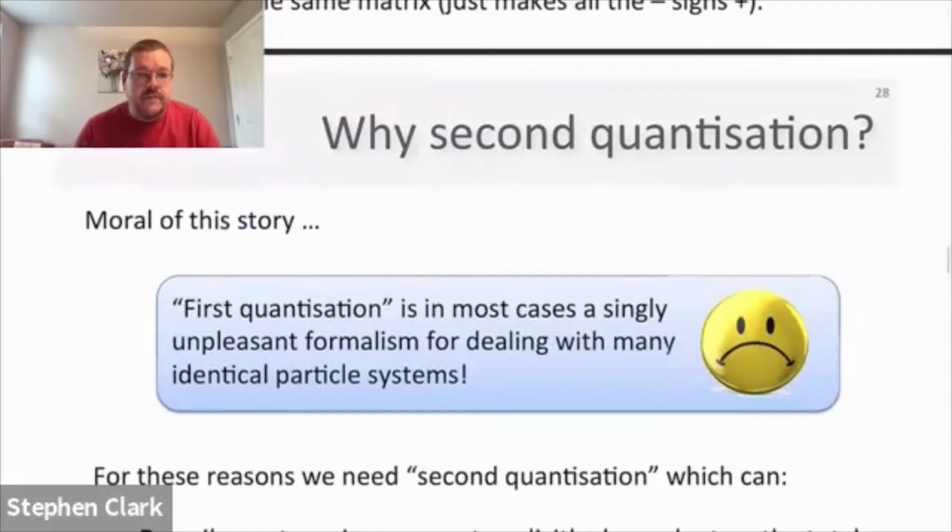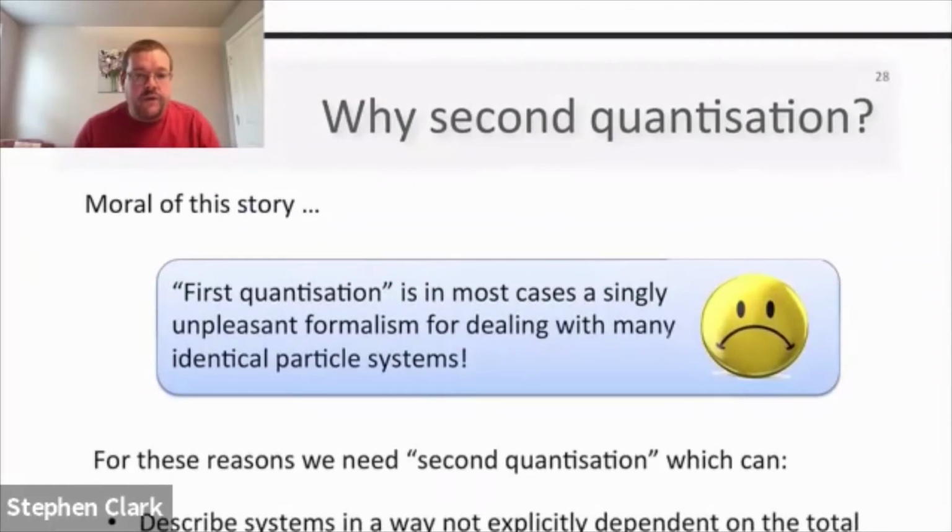Okay, so let's get to the moral of the story here. First quantization generally sucks. It's a very unpleasant formalism for dealing with identical particles. I say that with one caveat. First quantization is still used occasionally. For instance, when Laughlin worked out the fractional quantum Hall effect, he used first quantization to do so. So it can be useful in some contexts, but generally speaking, first quantization is a bit of an unpleasant formalism because of this anti-symmetrization business.